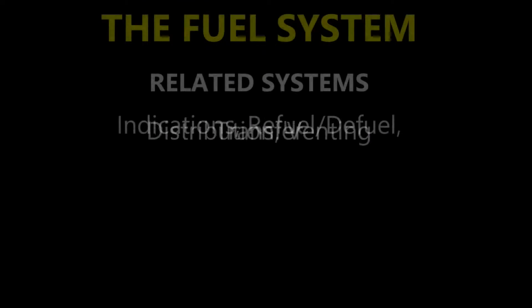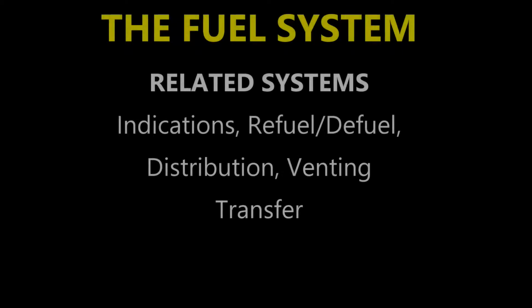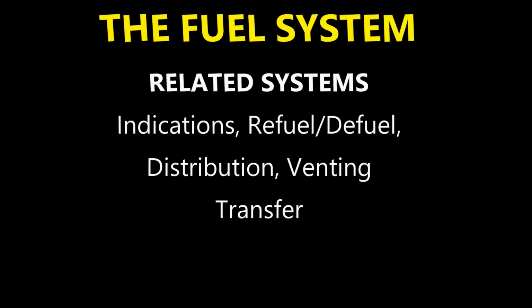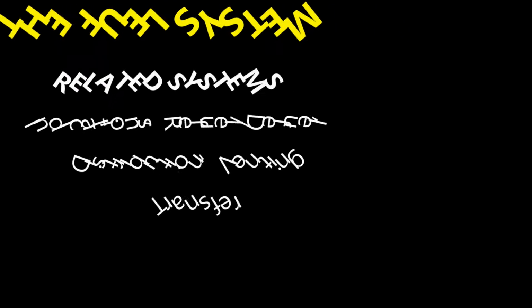Okay, so like I was saying, the most important thing is going to be the location of where these fuel tanks are. And the different kinds of related systems we have are going to be your indication system. And with indicating, we're talking about a fluid, so we want to look at quantity, pressure, and temperature, right? And also your refuel, defuel system, and the operation itself as far as distribution to the engines and getting that fuel distributed. And then the venting system and the transfer system.